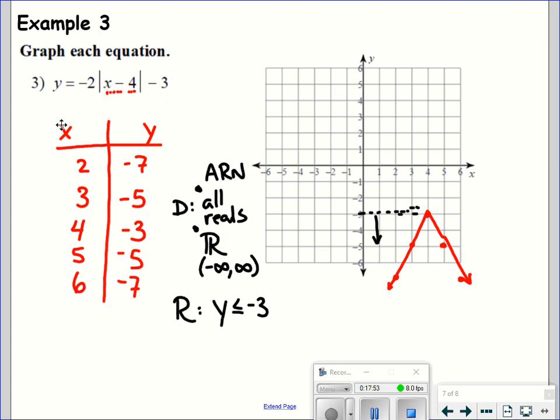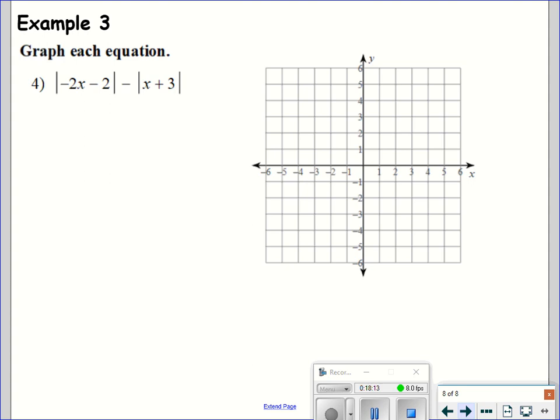And again, that's just describing the graph as far as where it shows up. And it's describing the function as far as what types of inputs are allowed and what types of outputs we're going to see. We can input anything. We're always going to get something out that's less than or equal to negative 3. It's a good descriptor.